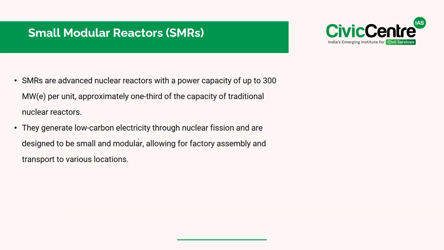See, the small modular reactors, in short called the SMRs, are advanced nuclear reactors with a power capacity of up to 300 megawatt electric per unit, approximately 1/3 of the capacity of traditional nuclear reactors. Significantly, they generate low carbon electricity, which is through the nuclear fission, and are designed to be small and modular, which allows them for factory assembly and also transport to various locations.